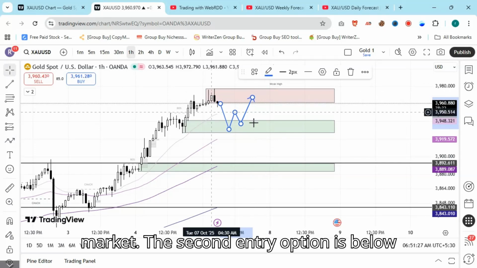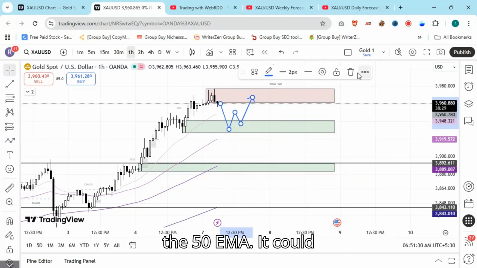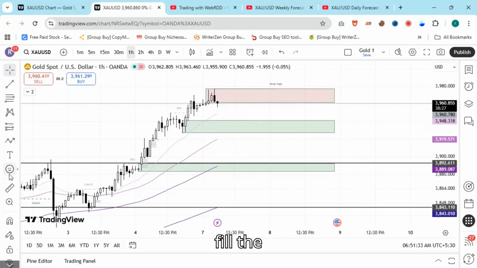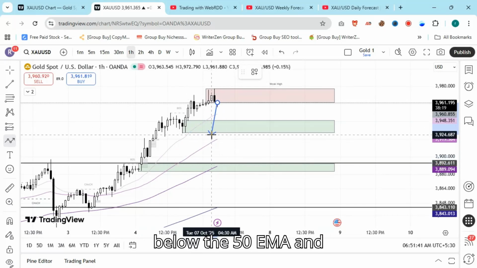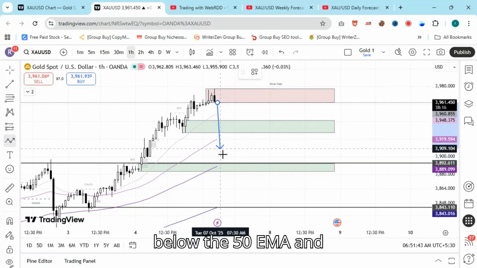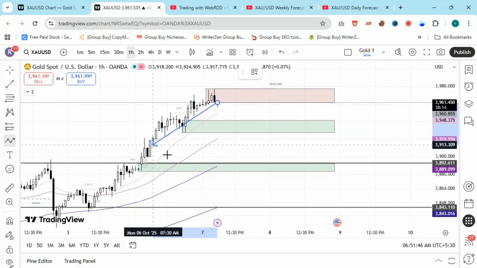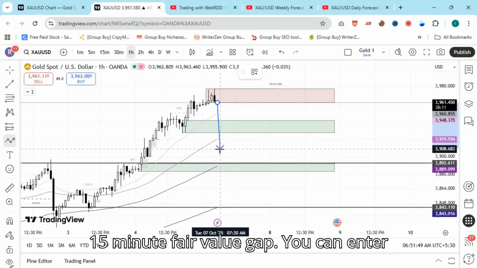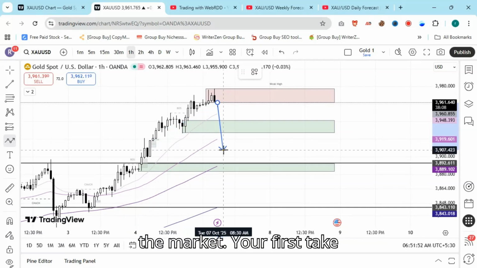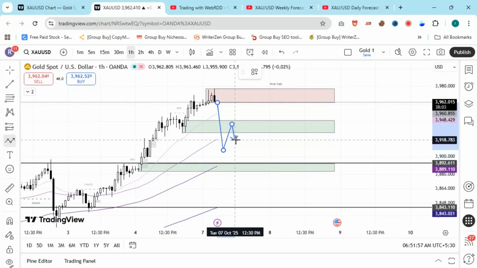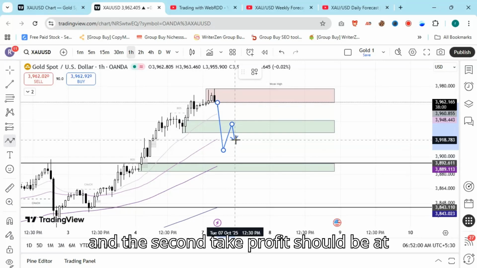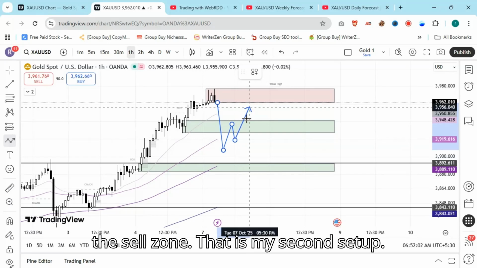The second entry option is below the 50 EMA. It could fill the fair value gap and grab liquidity below the 50 EMA, and with the 15-minute fair value gap, you can enter the market. Your first take profit will be at the 20 EMA, and the second take profit should be at the sell zone. That is my second setup.